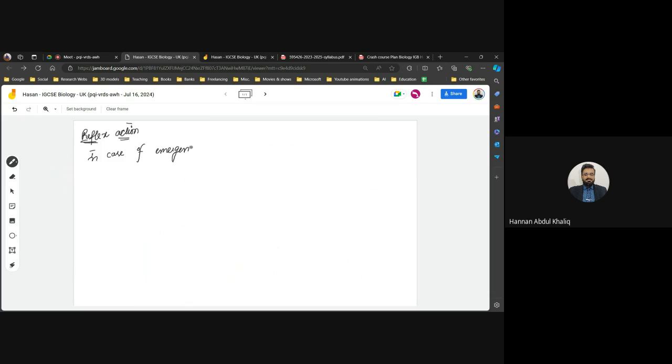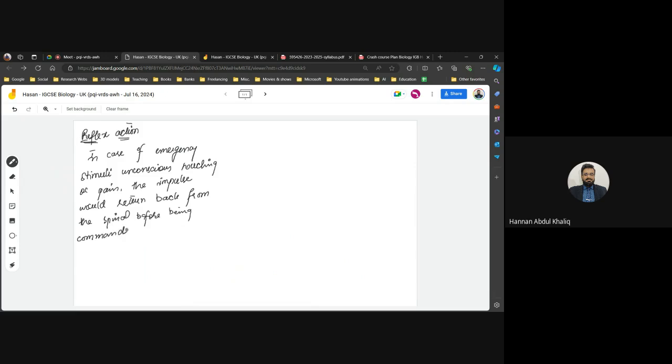So now the brain would return the response, but sometimes, in case of emergency stimuli, like unconscious touching or pain, the impulse would return back from the spinal cord before being commanded by the brain. This is called reflex action.